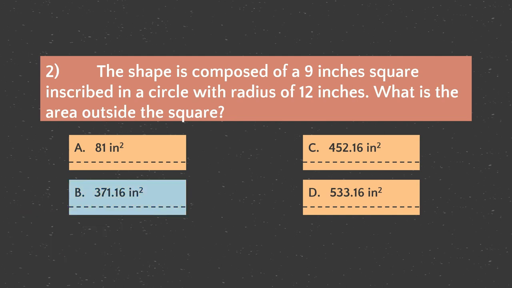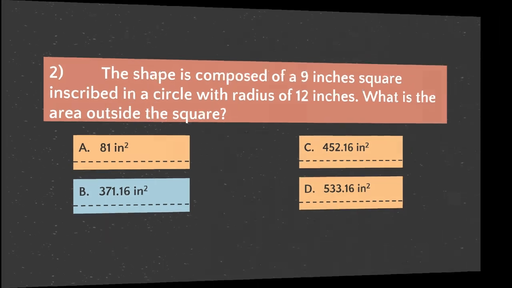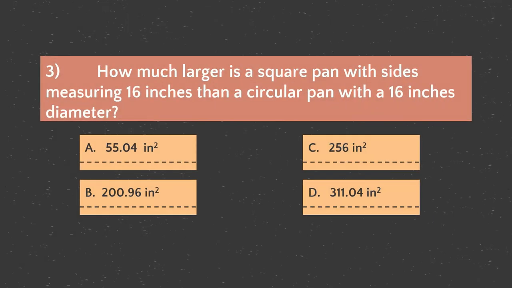The answer is letter B, 371 and 1600 squared inches. Number 3. How much larger is a square pan with sides measuring 16 inches than a circular pan with a 16 inches diameter? Letter A, 55 and 400 squared inches.